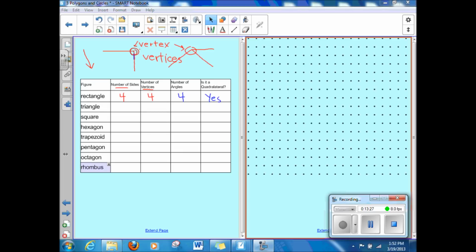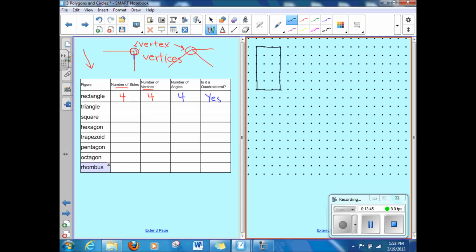So I want to do the first one with you, the rectangle, and it says that it's got 4 sides. So let's see. And if I want to refer back to what that rectangle looks like, it's got 4 straight sides, and 2 of the sides may be longer than the other 2 sides. So there's my rectangle. Now go ahead and finish drawing the 7 other figures on your chart.